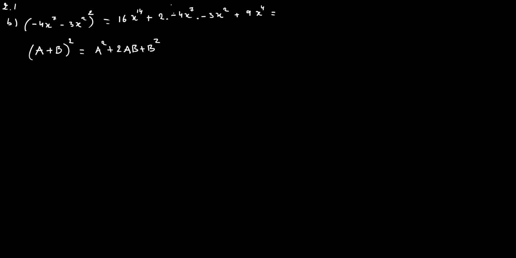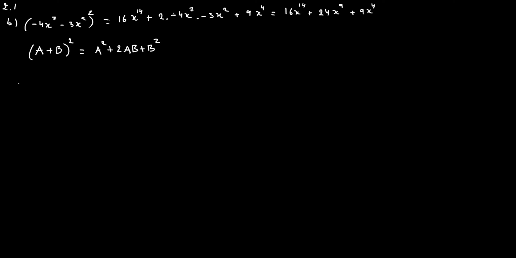So all that's left for us is to rewrite this part over here. So what do we get? We get 16x to the power of 14 plus 2 times, so that's 8, so that's 24x to the power of 9, because 7 plus 2. And then plus 9x to the power of 4. And that's pretty much as far as we can get, because we just have to work it out. So basically we have to get rid of the brackets and all that kind of stuff and see how far we can get. Okay, that's for question B.